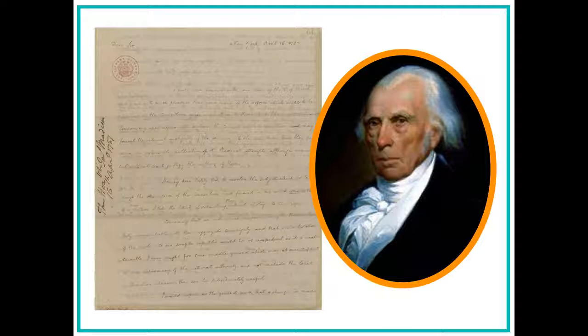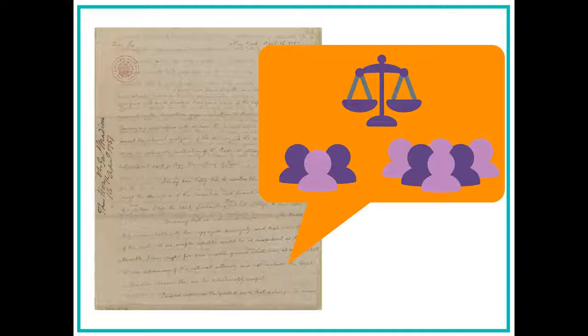Jin shows the group another primary source, a letter written by James Madison, who was writing to George Washington in 1787. In this letter, Madison is worried about the future government of the U.S. He wants to make sure that it is fair and balanced. He proposes that states are represented based on how many people live in the state. This means that smaller states have fewer representatives because they have smaller populations.